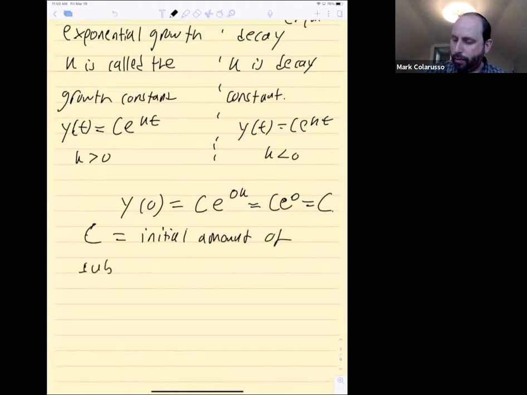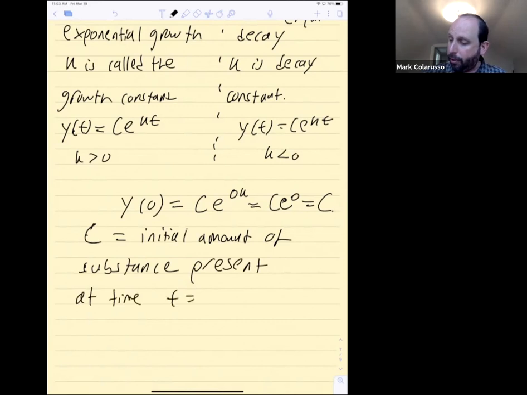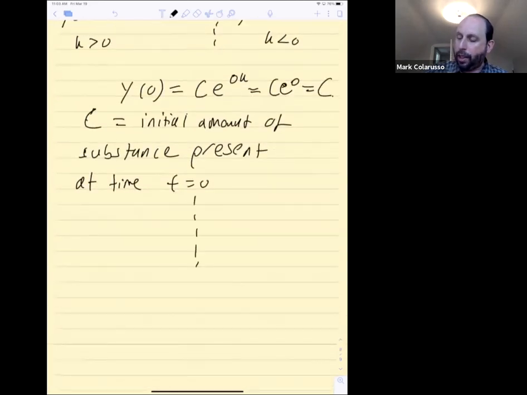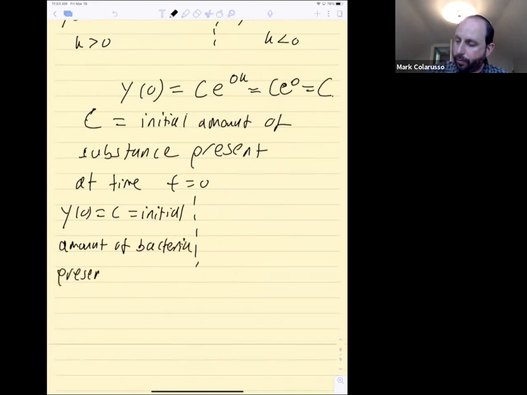So capital C is the initial amount of substance present, whether it's bacterial or radioactive material. So it's the initial quantity of substance present, or the initial amount at time t equals 0. So in the bacteria case, this would be the initial amount of bacteria present. And in the radioactive case, this would be the initial amount of radioactive isotope present.